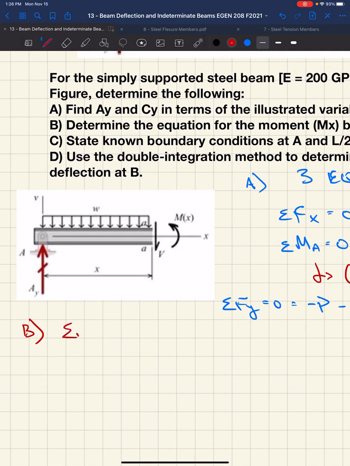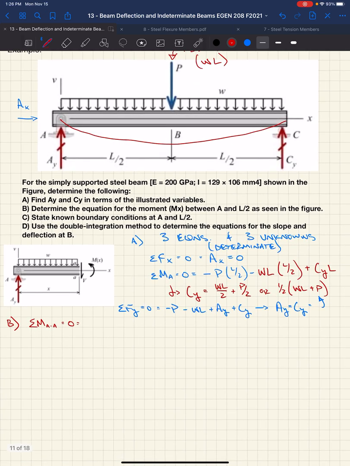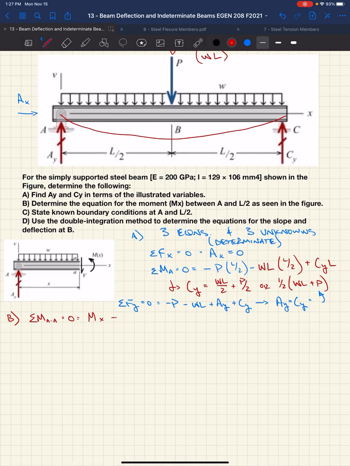So if we sum moments about this cut, AA, we know that that has to equal 0. Well, about this cut, we have Mx. We have this internal moment acting at that cut, assuming it's positive. Then we have our reaction. Well, our reaction is acting upward. Its moment arm is the distance x that the cut is away from it. So that's going to be negative, right? Right-hand rule, thumb's going into the page. So we have a negative force times moment arm, AYX.